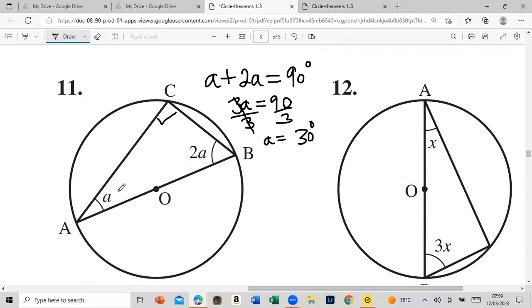That means this angle right here is 30 degrees, and this angle would be 2 times 30. So this angle here would be 60 degrees. Just in case they had asked for it.